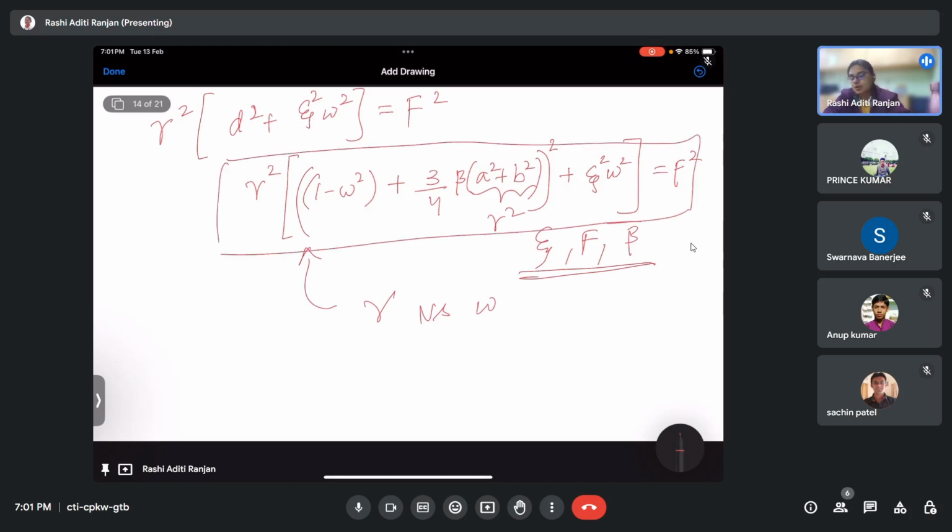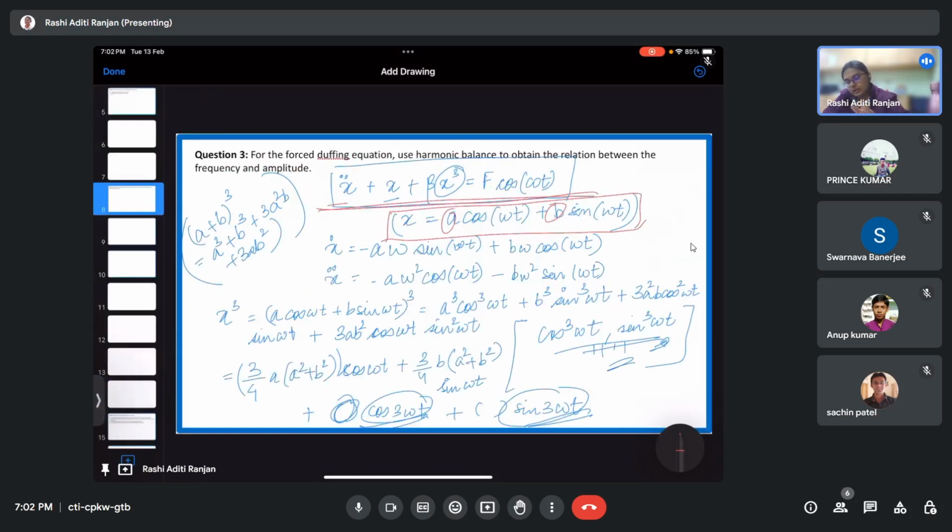So if you want, you can go and practice on your own. Assume some values of epsilon, F and beta, and then you plot gamma against omega and see what is happening. You're again going to see that there is an occurrence of three equilibrium states for particular values of omega, which results in the jump phenomena. Okay, so I hope that this question is clear.